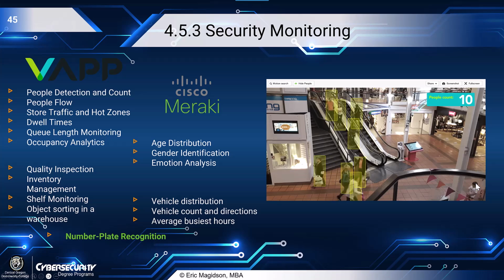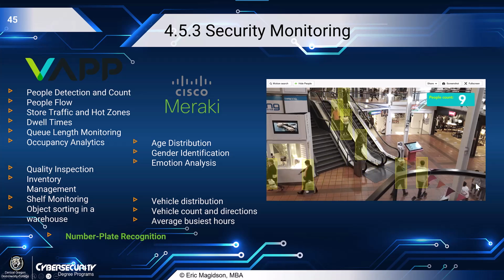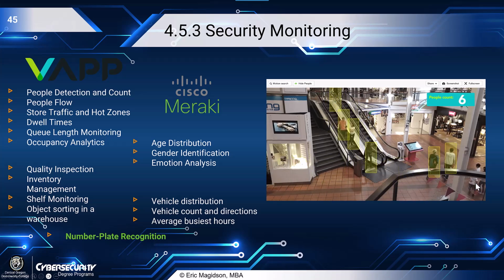What you see is VAP, which is from Cisco Meraki. I'm not sure if it's their product or a third-party product that most likely is implementing AI, in this case, in the video, simply to count people in a mall, right? But this software can do the following: people detection and count, people flow, store traffic in hot zones so that we can make sure that popular products are moved around the store.